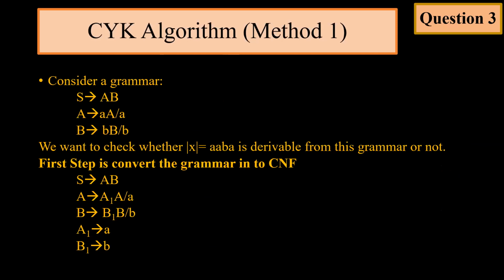Next we move to the third question. In this question, we are considering the string of length 4, AABA. Again, the first step remains to first convert the grammar into Chomsky normal form. We have converted this grammar into Chomsky normal form.